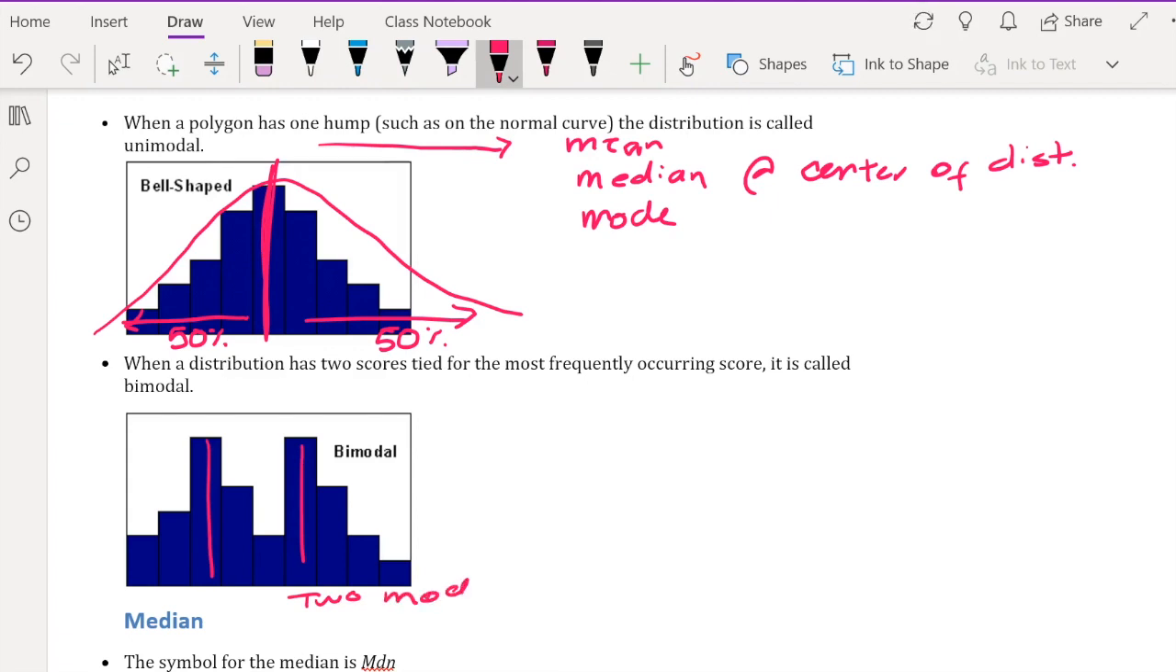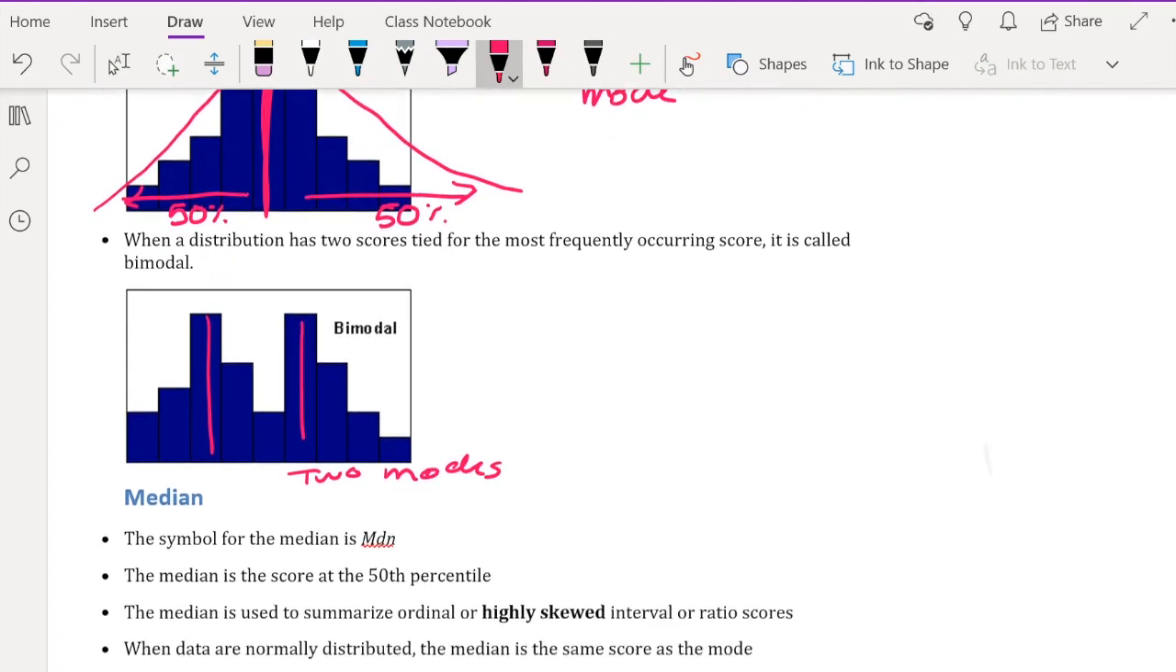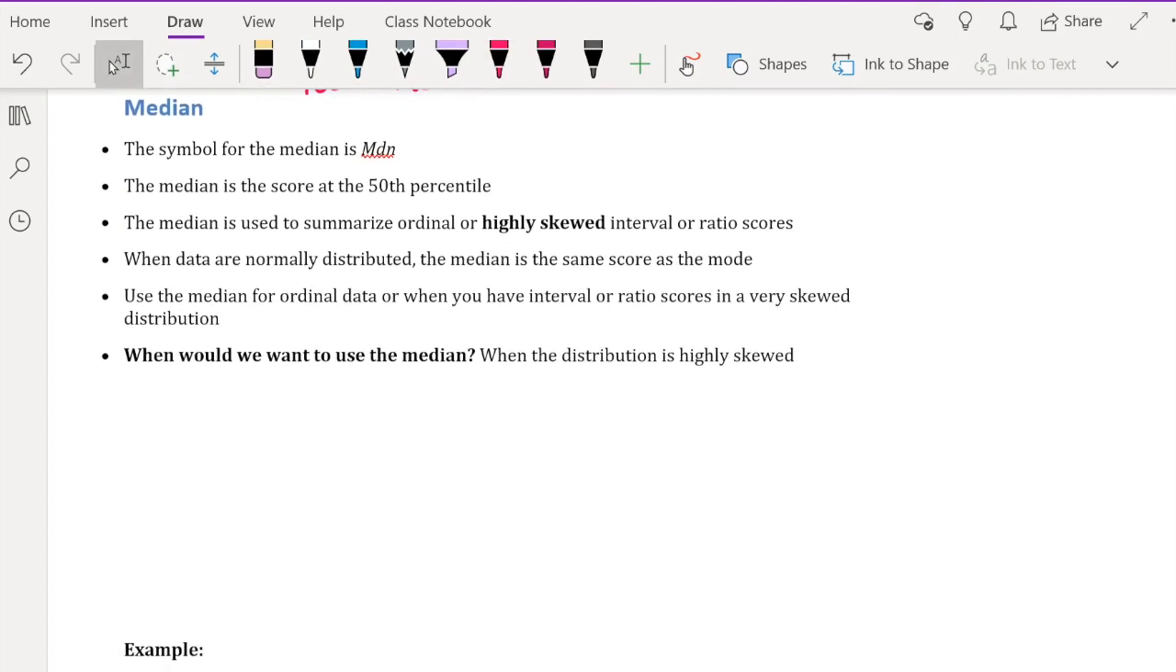Okay. Now let's talk about the next measure of central tendency, which is the median, and the symbol is MDN. I've also seen books that use MD as a symbol. It sounds like medical doctor to me, but it's fine, that's what they use. Remember, when we have a bell-shaped distribution, the median is going to be exactly in the middle, and it's going to separate 50% of the distribution from the other 50% of the distribution. It's also the 50th percentile.